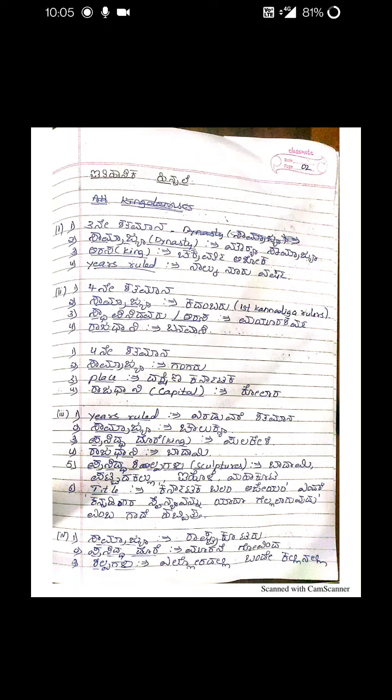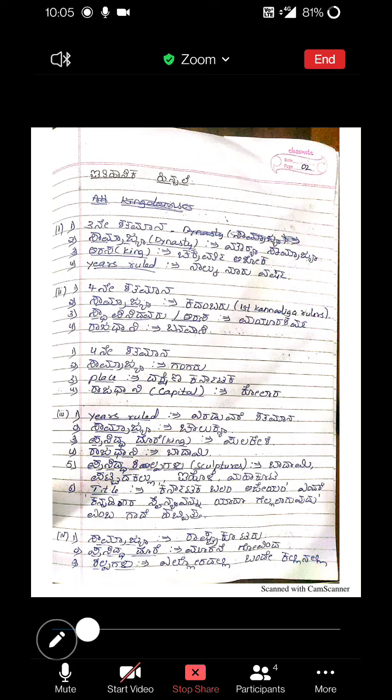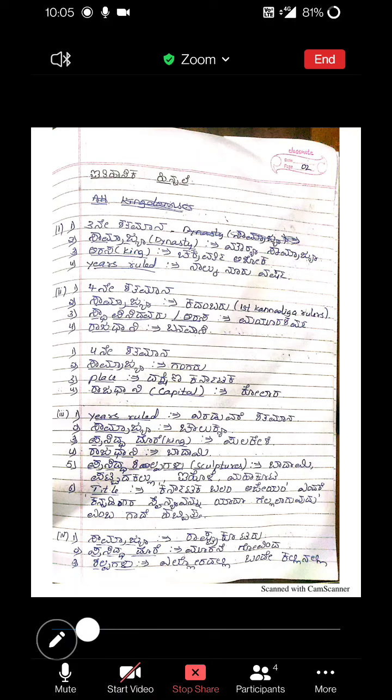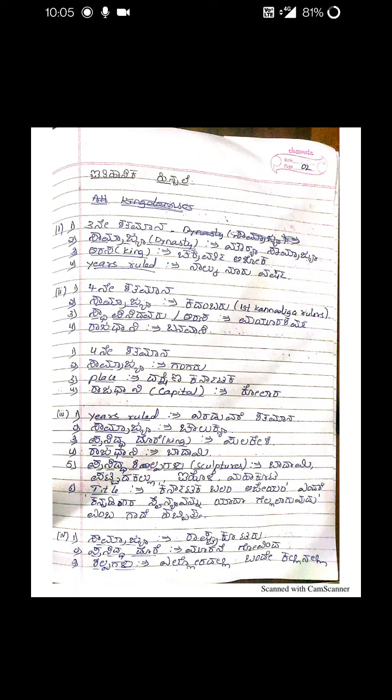The next ruler who ruled Karnataka was in 4th century. The Samrajya was called Kadambaru, and these Kadambaru were first Kannadiga rulers. So the first Kannadiga rulers that entered Karnataka were in 4th century. The main king, ಸ್ಥಾಪಿಸಿದವರು ಅರಸ, was Mayur Sharma. And for Rajdhani, they made Banavasi as their main capital city.